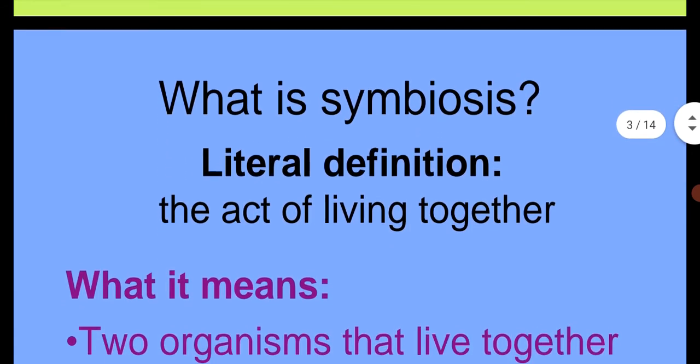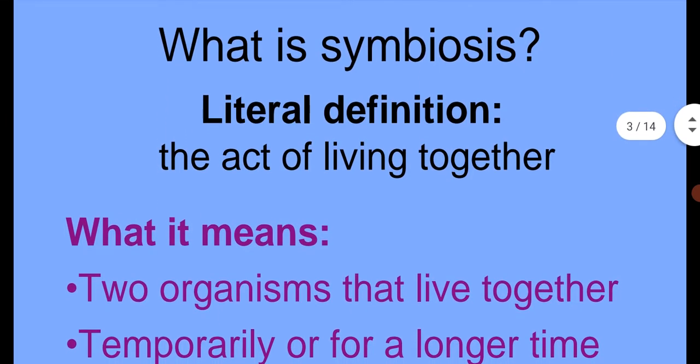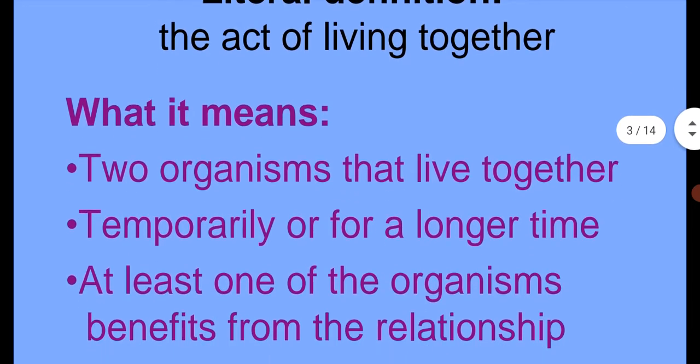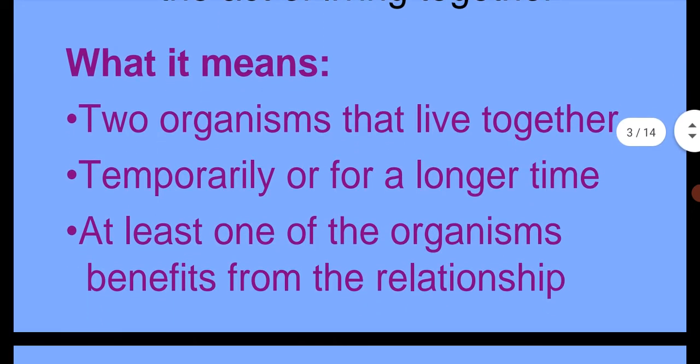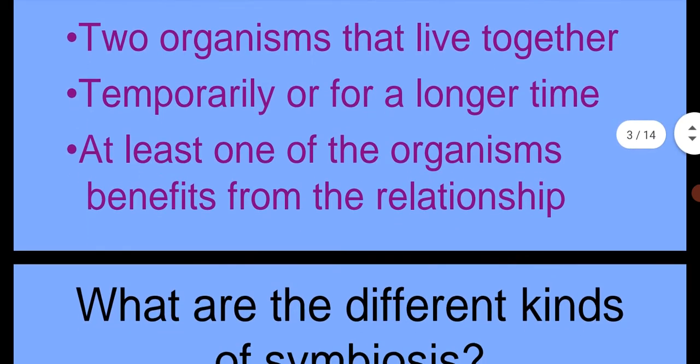So what is symbiosis? The literal definition is the act of living together. Now what this means is that two organisms live together. This could be temporary or for a longer period of time. At least one of the organisms benefits from the relationship.